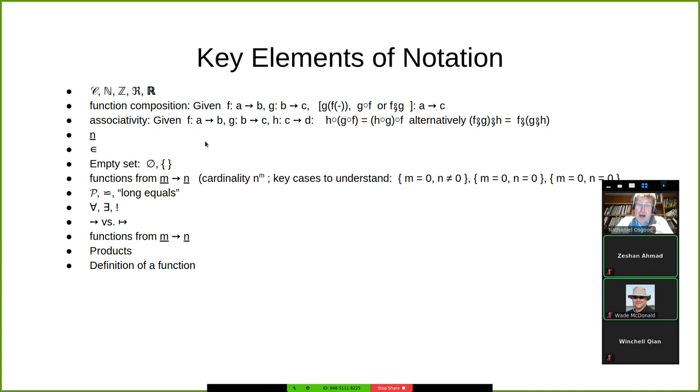Okay, there's a notion of associativity which comes with functions as well. This takes it up a level. We're dealing with associativity of functions. And we have here a set of three functions, not just two. And here we basically are saying, look, we don't need to pay attention.